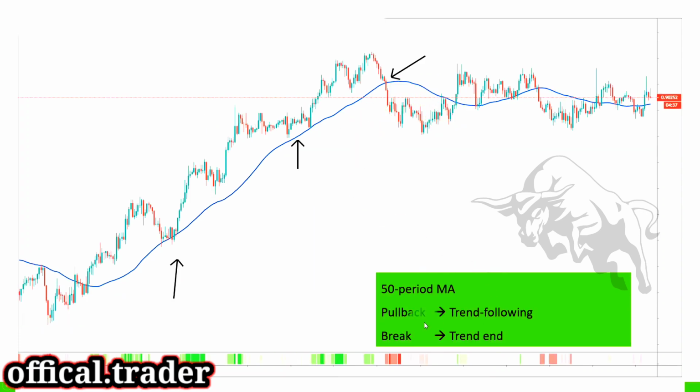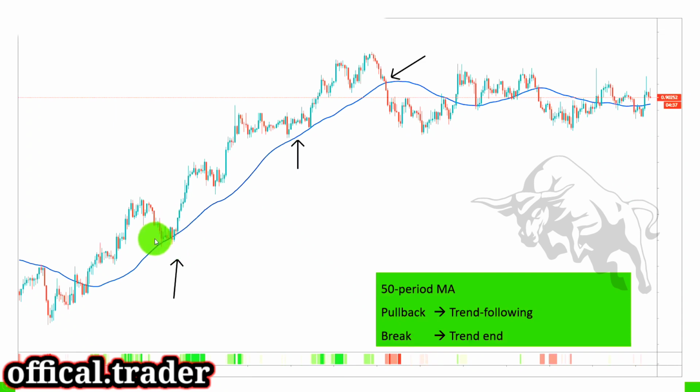Here in this example, we use the 50 period, and the 50 period moving average can often be used during trending markets to find pullback opportunities. So whenever you see that the market is moving back into the moving average, like it did here and here, those are often great opportunities to find and time pullback trades.